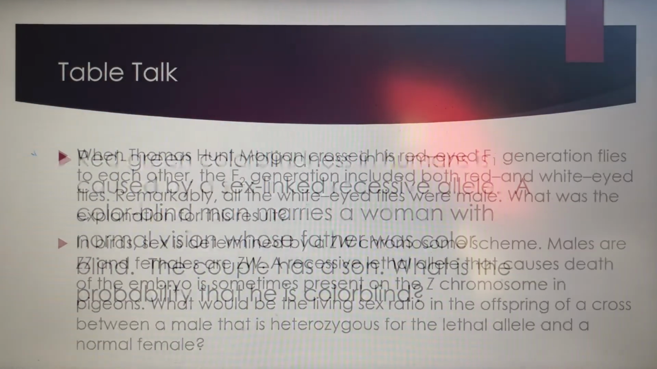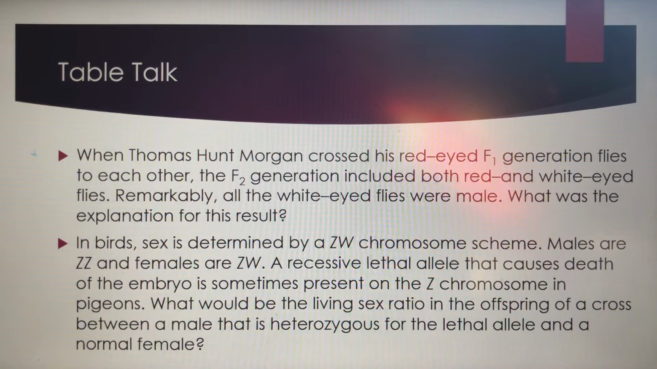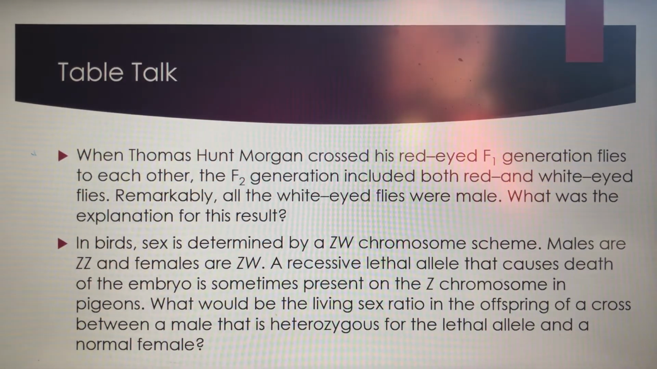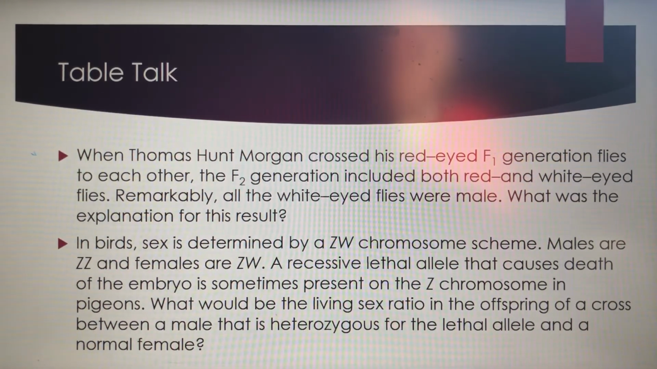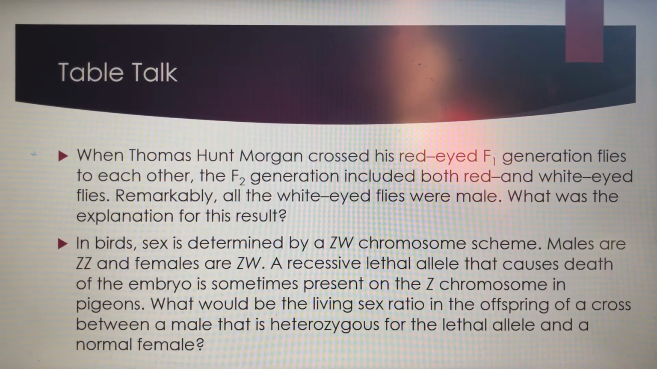Okay, all right. We have two more questions that, again, you could pause and answer yourself and then come back. These are going to be questions on your test. When Thomas Hunt Morgan crossed the red-eyed F1 generation flies to each other, the F2 generation included both red and white-eyed flies. All the white-eyed flies were males. What was the explanation for this result?